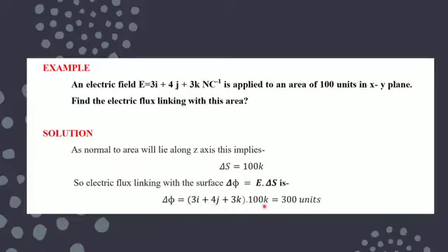So if you know the area vector, which is 100 k cap, you can find the flux, which is given by E dot ds. E vector is already given. You all are aware of the dot product of the vectors, with i and k, it was done in class 11th.